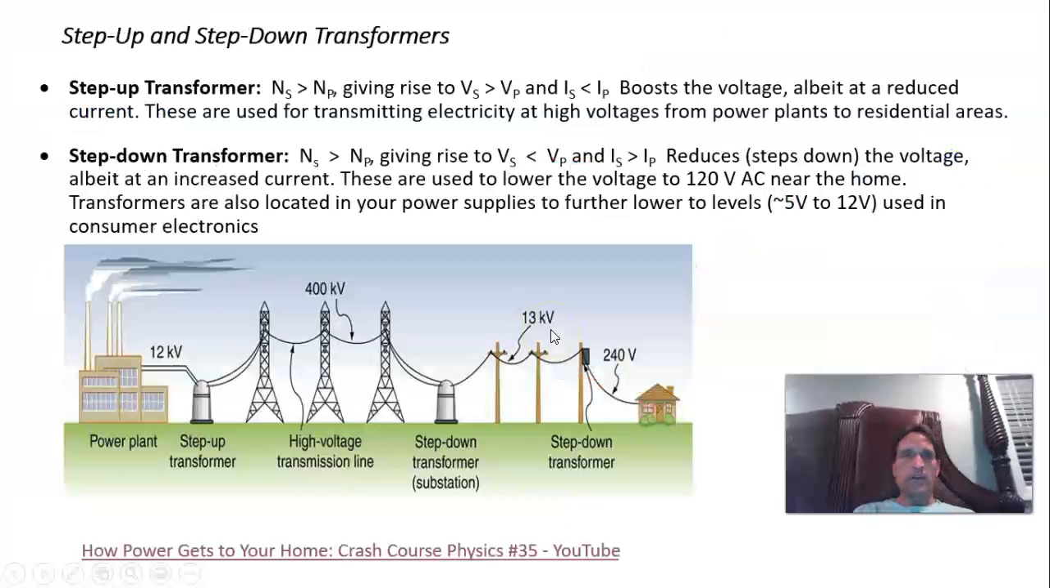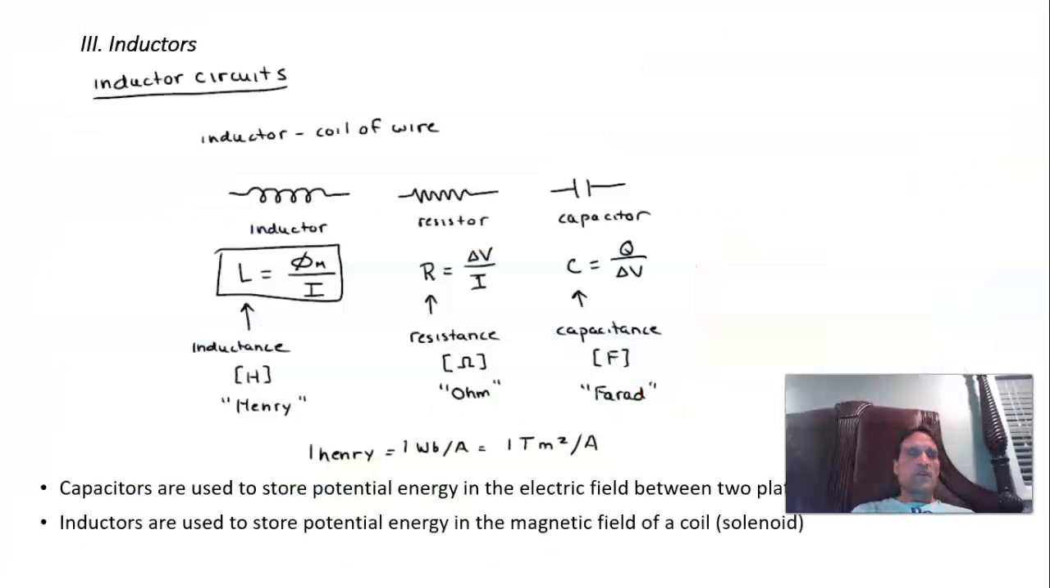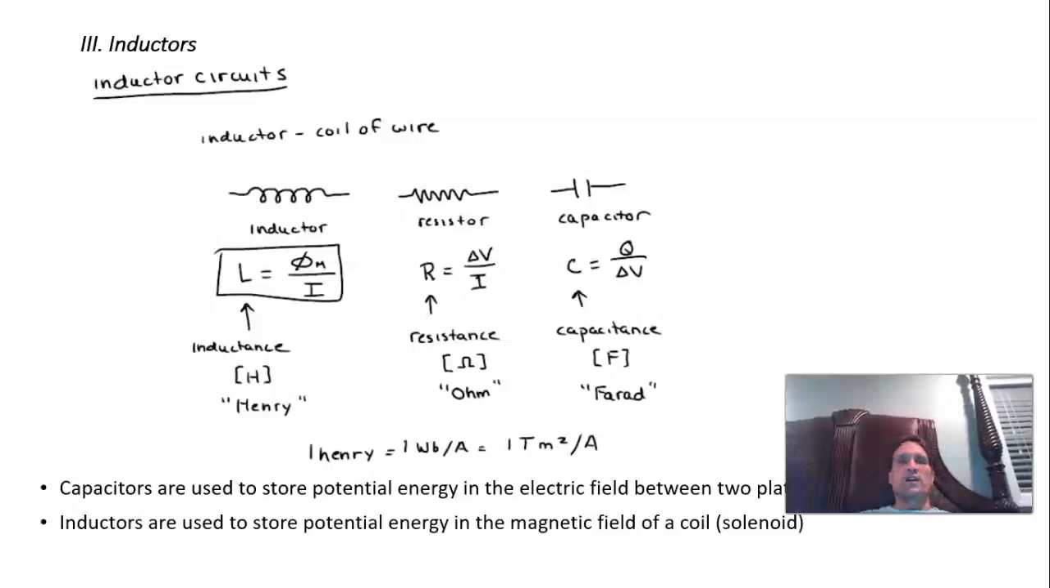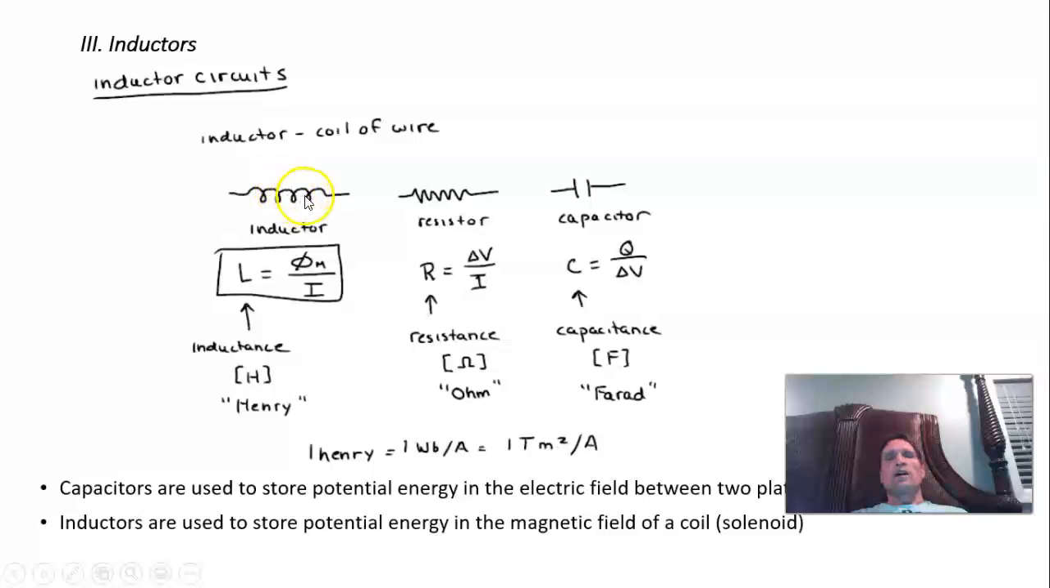So the final topic that we're going to cover in the course is inductors, okay? And so an inductor is pretty similar. It again is a coil of wire, and it relies on the fact that a changing flux through the coil induces a potential difference, an EMF, okay? And so far we haven't discussed that in any circuits. This is used in circuits.